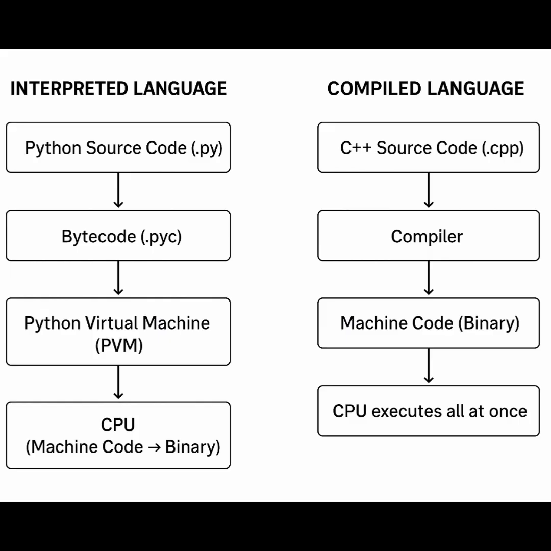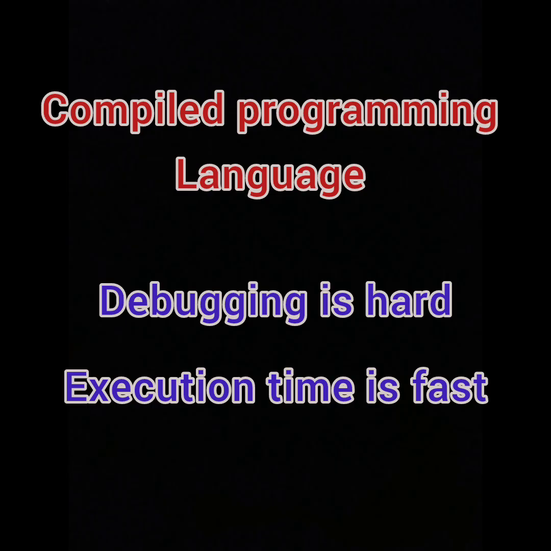Now let's see the working of a compiled programming language. When you run a compiled programming language like C++, the entire source code is directly translated into binary code and the CPU executes the entire code at once. Because of this, debugging of code is not easier here. As we have fewer layers in a compiled programming language, the execution time is less than in an interpreted programming language.